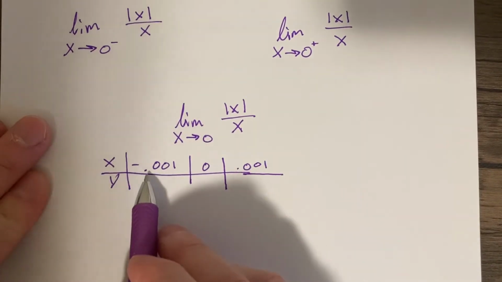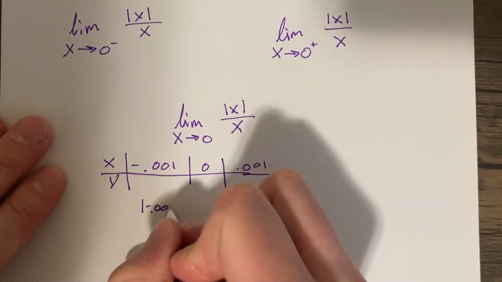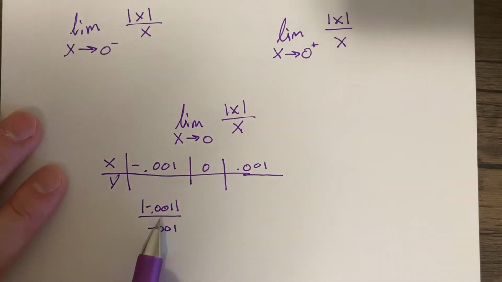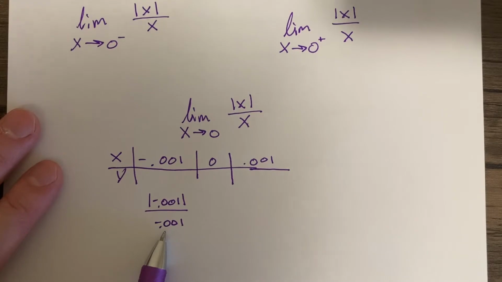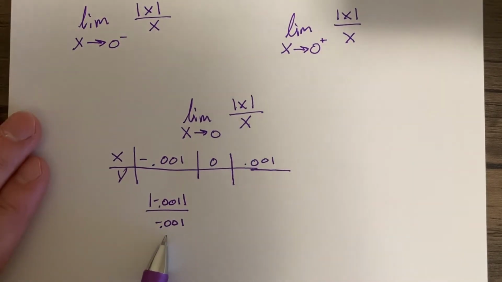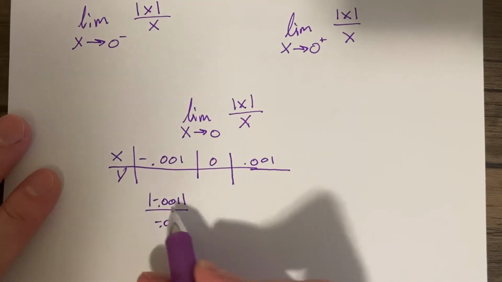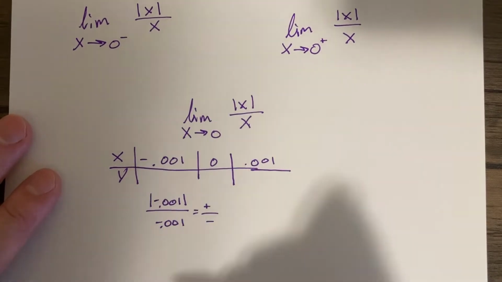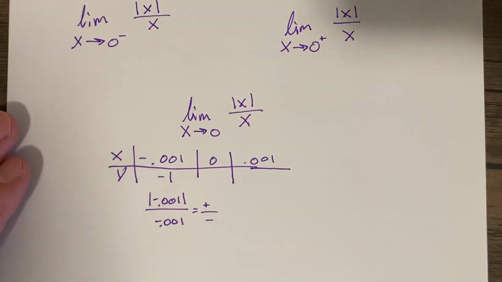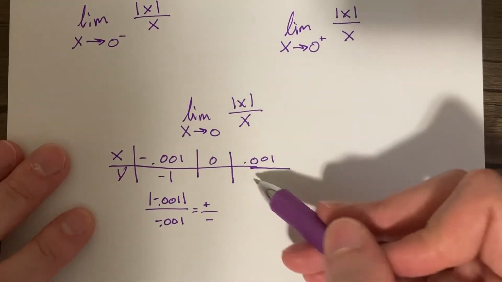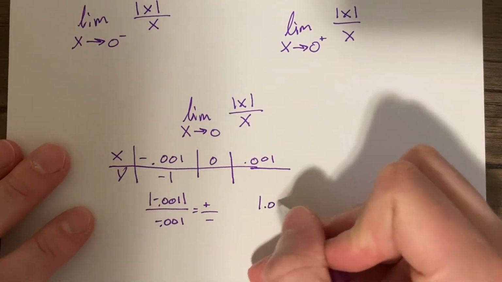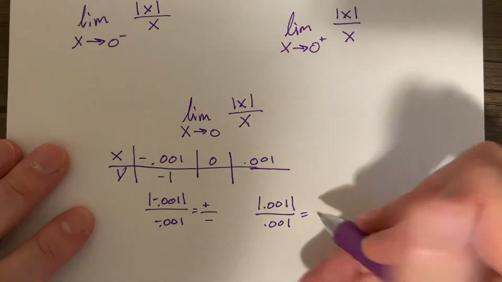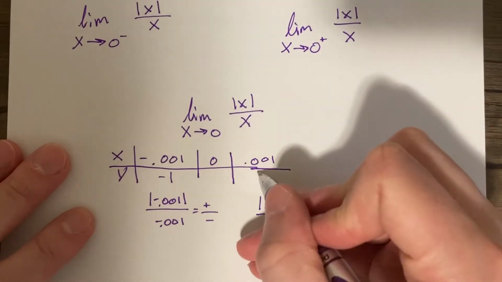For evaluating this, if I plug in negative 0.001 for x, the absolute value just makes it positive, and then I'm dividing by itself, but the bottom's going to stay negative. So I'm dividing a positive number by a negative number. It's the same number on top and bottom, so this is going to be -1. On the right side, 0.001, when I plug that in, the absolute value is still positive, but the denominator is also positive. So positive divided by a positive is going to be +1.